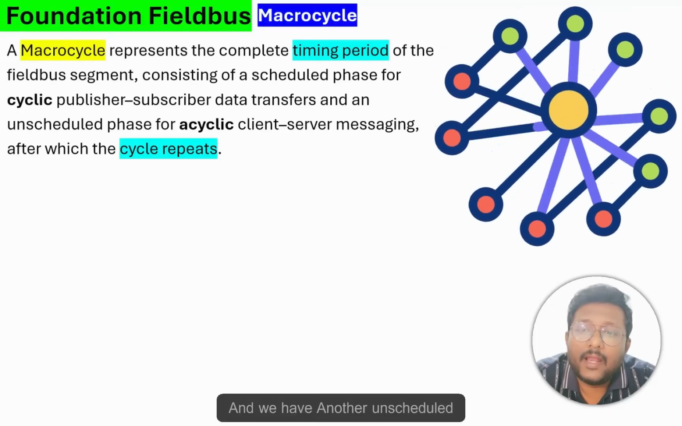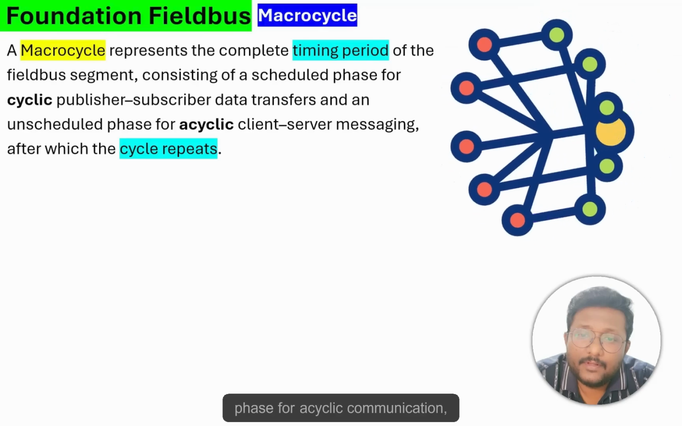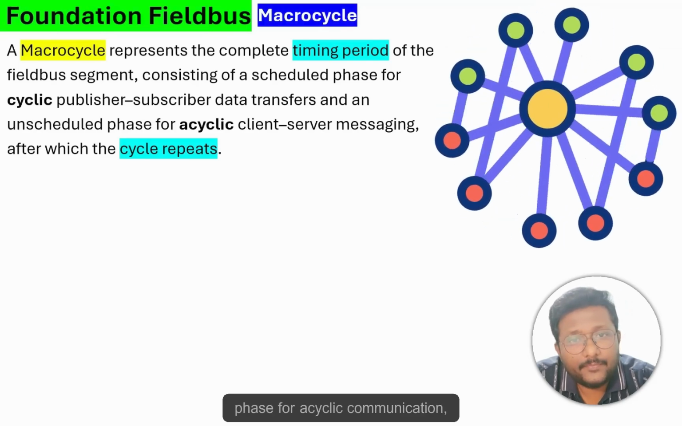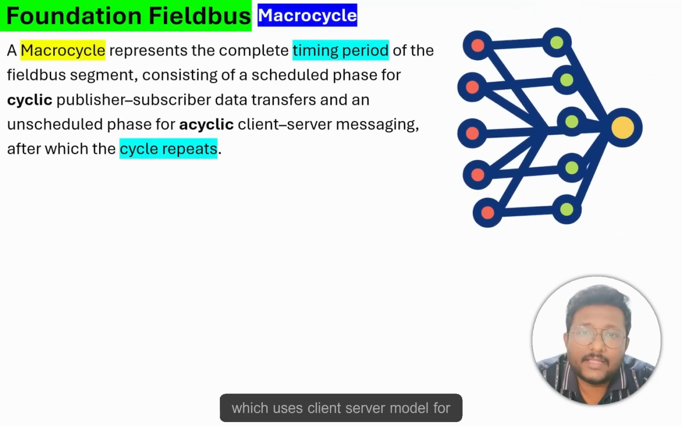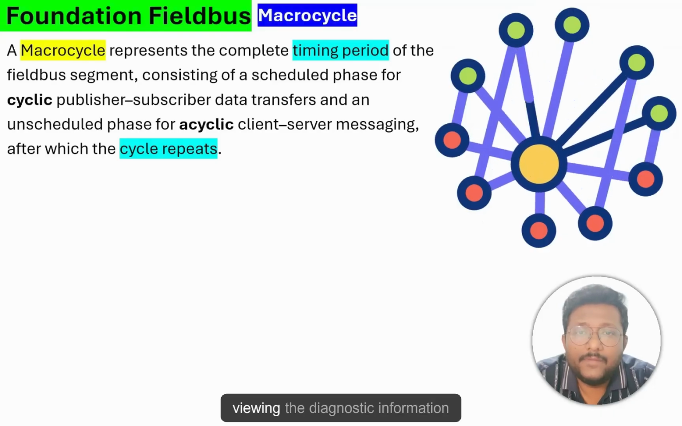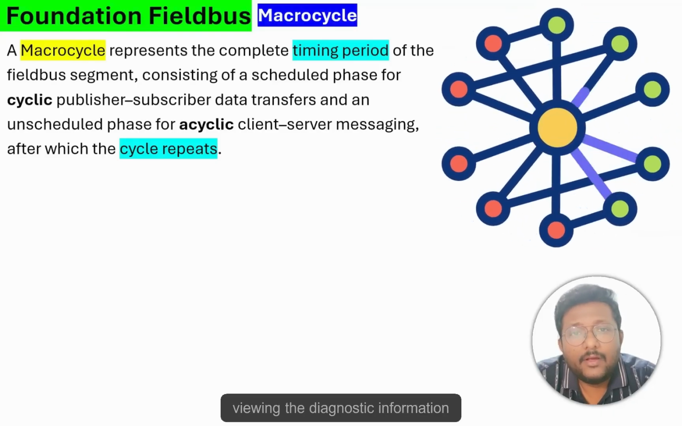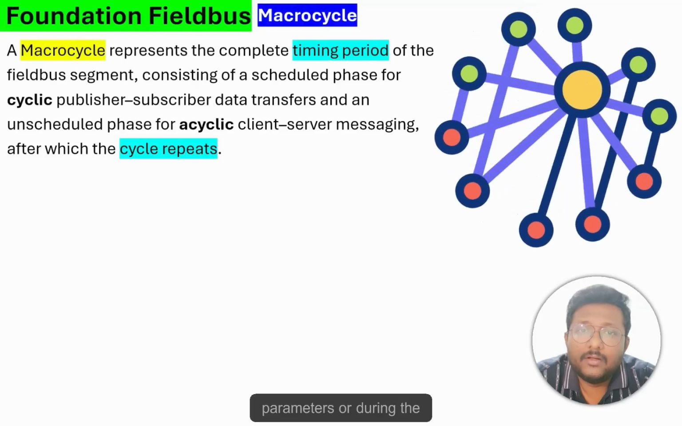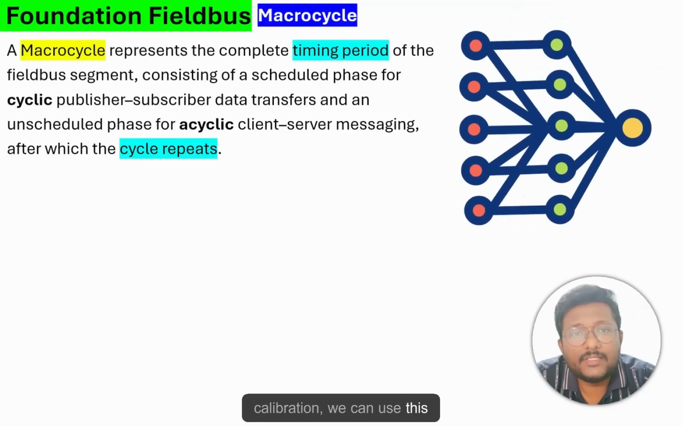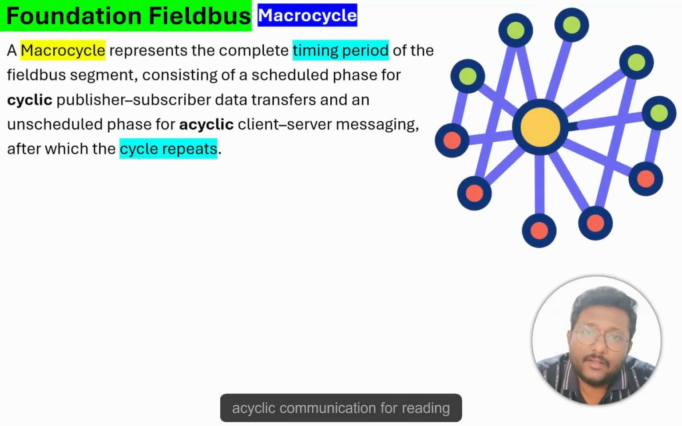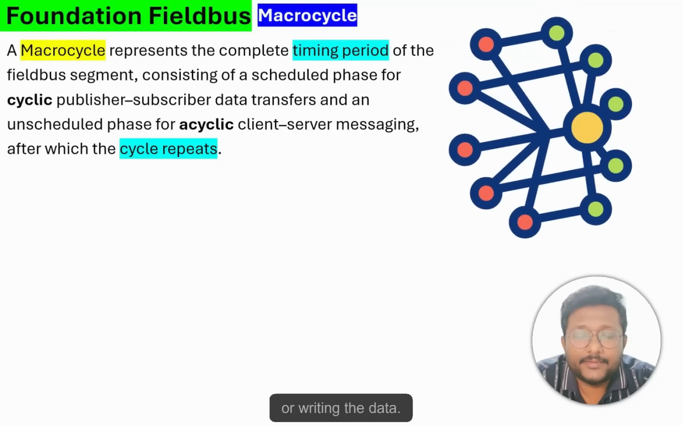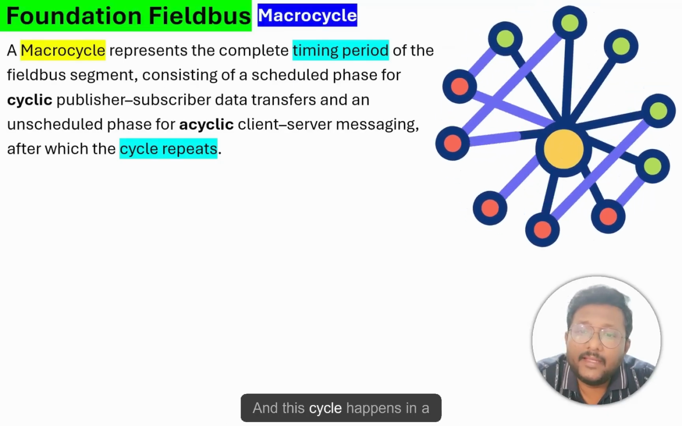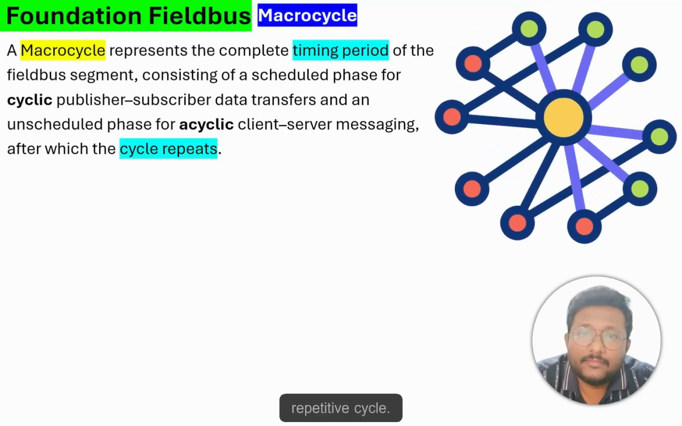And we have another, unscheduled phase for acyclic communication, which uses the client-server model for viewing diagnostic information, for setting configuration parameters, or during calibration, where we can use this acyclic communication for reading or writing data. And this happens in a repetitive cycle.